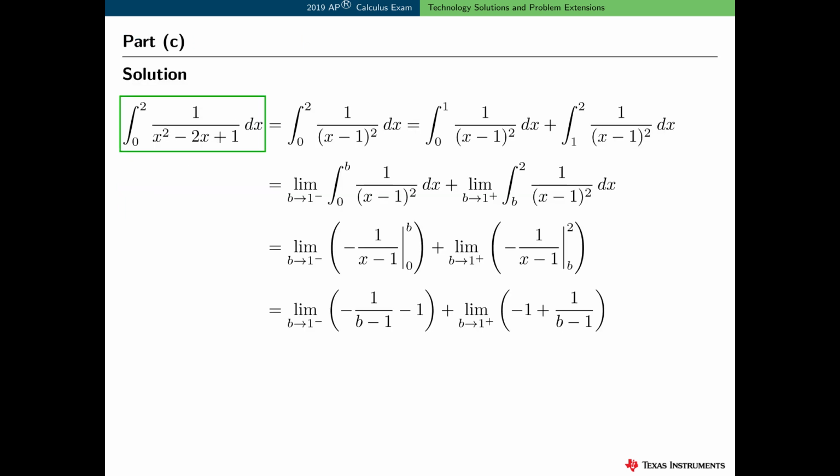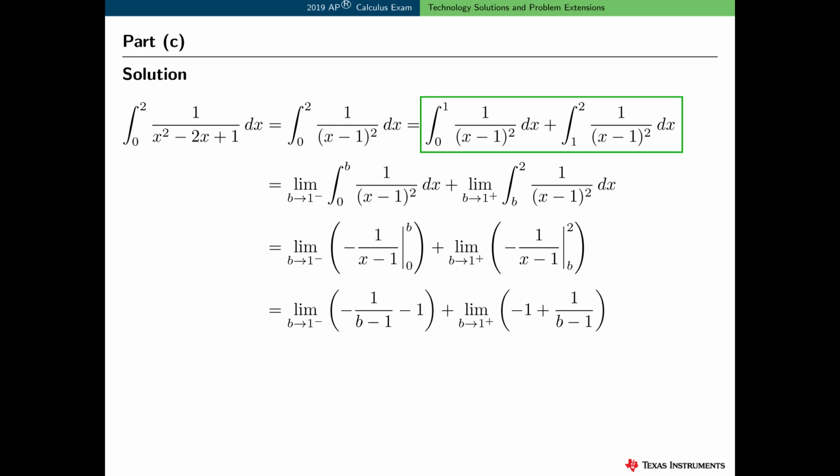In part C of the free response question, we need to consider this definite integral, where the integrand is a member of the given family of functions with k equal to 1. Now the first step in this solution is to factor the denominator, and then to recognize that because the integrand is undefined at x equal 1, the original integral must be split into two separate integrals, both of which are improper, called type 2 improper integrals in most texts.